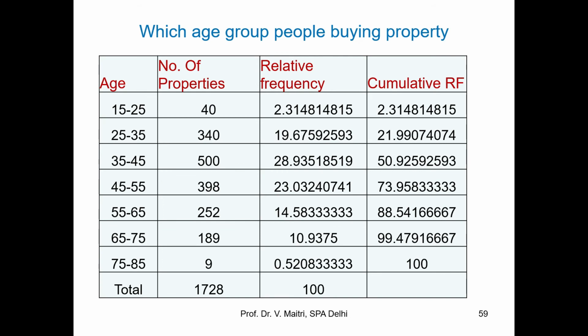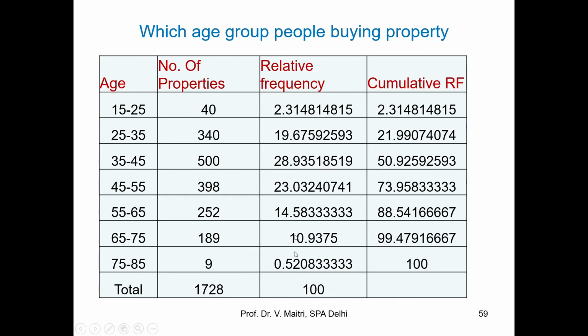Now another problem has come, age wise, that is, the people buying property. At the time of buying the property, what was their age? Now housing people can ask this question: I want to sell my properties, so which age group should I give more attention? So the age group 15 to 20 purchased 40 properties, 25 to 35 purchased 340 properties, 35 to 45 purchased 500 properties, 45 to 55 purchased 398 properties, like this. So 1728 properties have been sold to these different age groups.